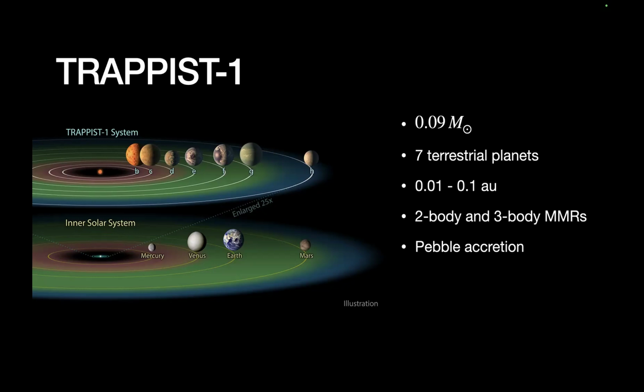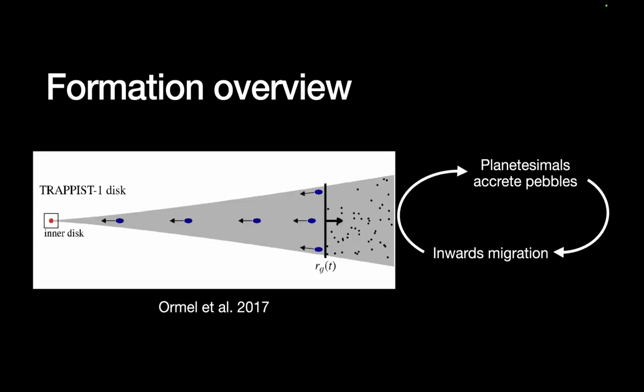There have been lots of studies that have looked at what leads to the stability of this system. It's been demonstrated that it's the 2-body and 3-body mean motion resonances throughout the entire planetary system, as well as the 3-body angular resonances throughout the system, that have contributed to the long-term stability. And contrary to how we think the terrestrial planets of the solar system formed, it's thought that the TRAPPIST-1 planets form primarily through pebble accretion, which leads to this compact structure.